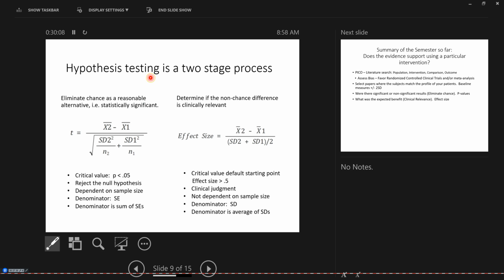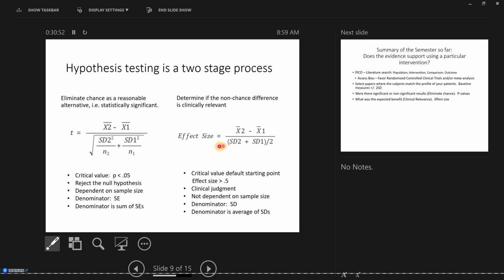Okay, now this is kind of, I say hypothesis testing is a two-stage process. Actually, I think it's a three-stage process, but the first two stages are, first, you determine if chance is a reasonable value, and that's the t-test. And that's what we just talked about. And then, if you do reject the null hypothesis, you determine if the non-chance difference is clinically relevant, and that's effect size. And you guys have all done effect size calculations now.